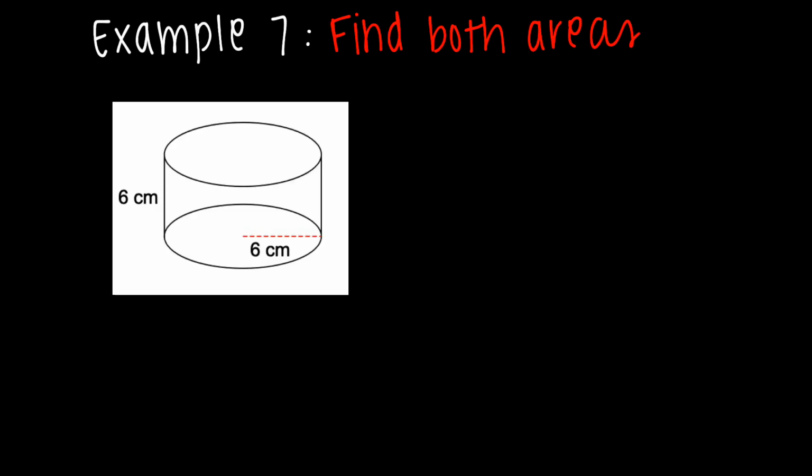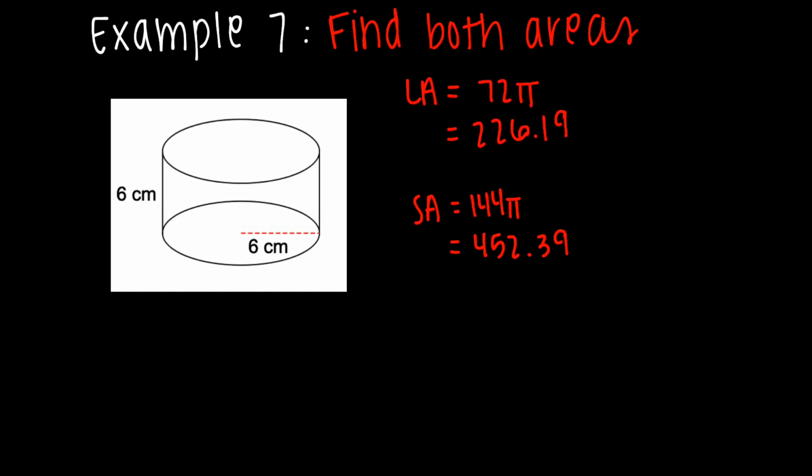So this last one is for you to try. I'm going to give you the answer for the lateral and the total surface area. If you don't know how to do it, you need to make sure you ask me questions. If you do, just check, make sure you can get this right on your own. And then the assignment is on Google Slides as well. All right, so your answers for number 7, the lateral surface area is 72 pi or 226.19. And your total surface area is 144 pi or 452.39.